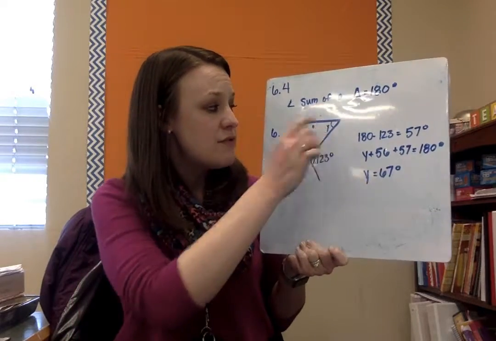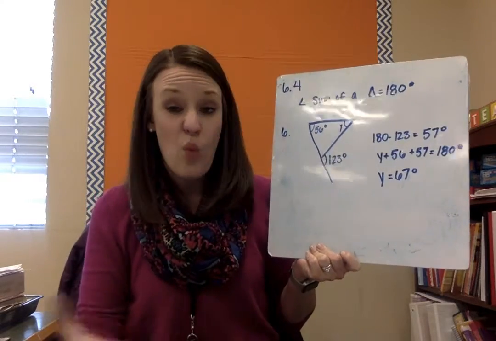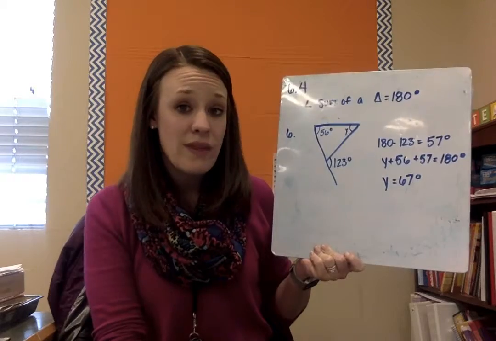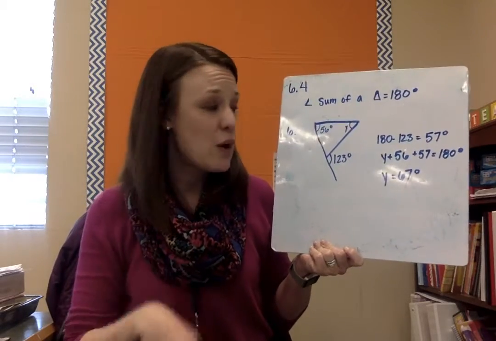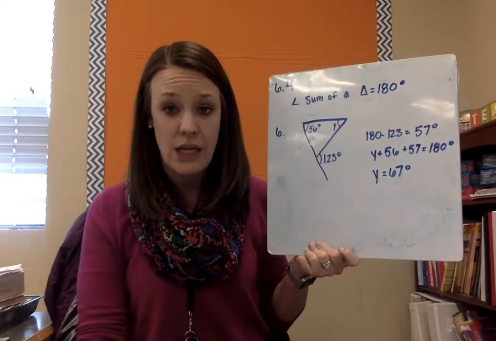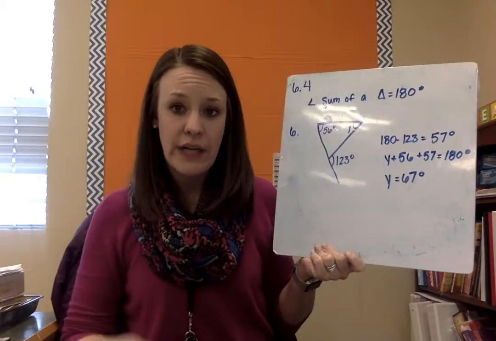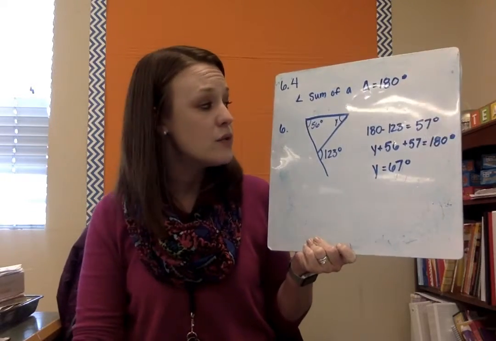So it's asking us to find what y equals. And we know that the sum of all of the angles of a triangle has to equal 180. So we are going to use that over and over again in order to solve for different angles.